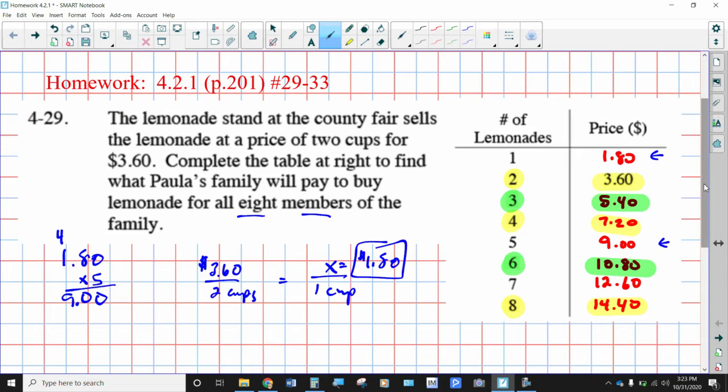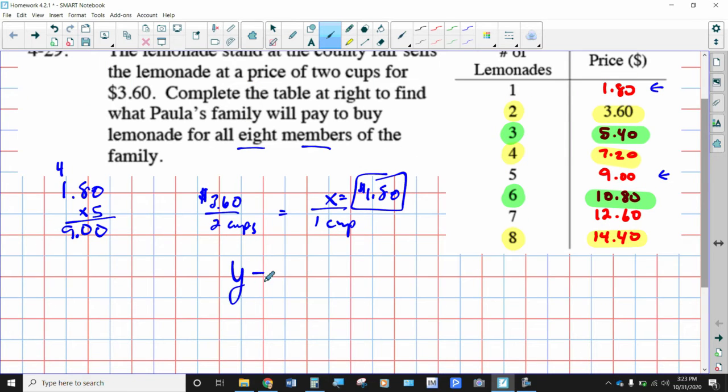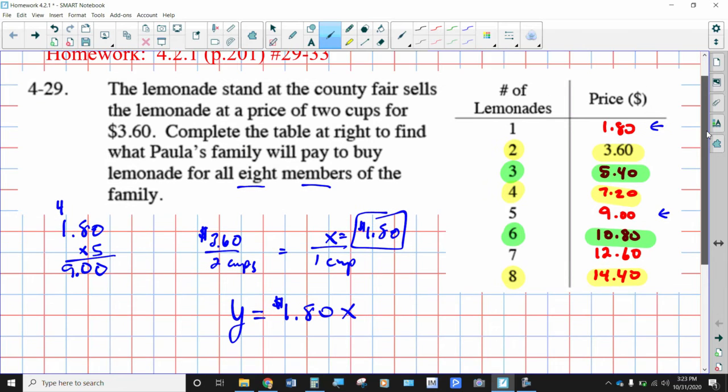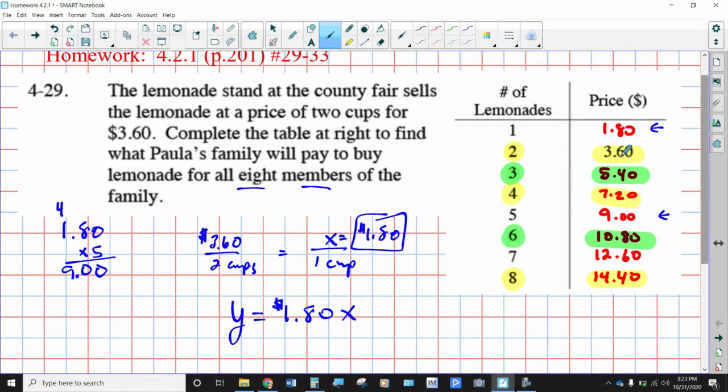So this entire situation can be ruled by this particular rule. y equals $1.80 per cup times x, where x represents the number of cups of lemonade you're going to purchase, and y represents how much you're going to pay for that. So the fact that we knew that this was a proportional situation just by reading the problem helps us fill in this table, helps us determine the unit rate and the rule, and now I can answer any question about any number of cups of lemonade sold.